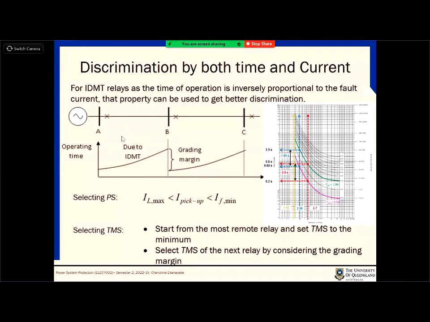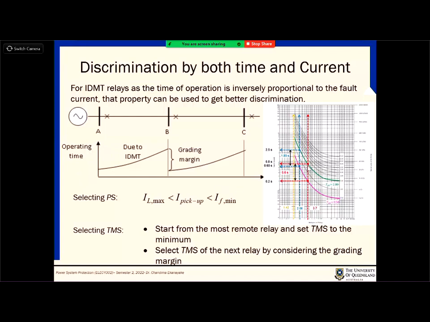Relay A should look after me, not B, right? So what I do, I add a grading margin. So if I add that time grading margin means that let's say for the same fault, relay A will have an operation time of, if I add some number. So that, let's say in this particular case, I added 1.5. So if you add 1.5 to 0.5, now the operating curve at relay A is this curve, the green one, right? Now I can set the pickup for this relay as well.